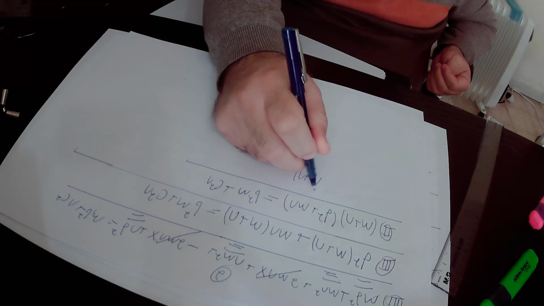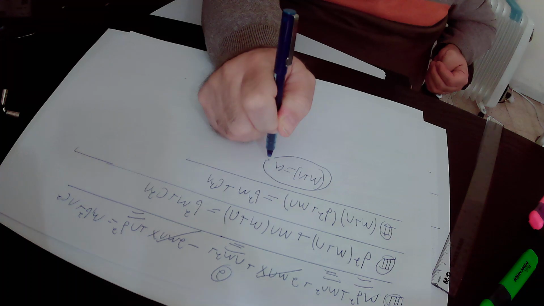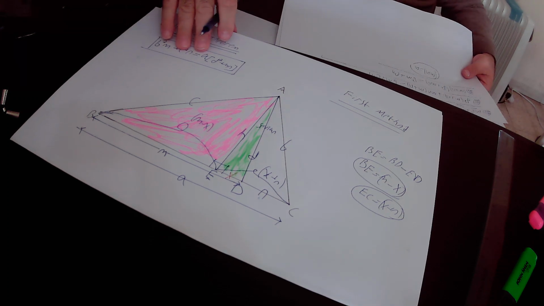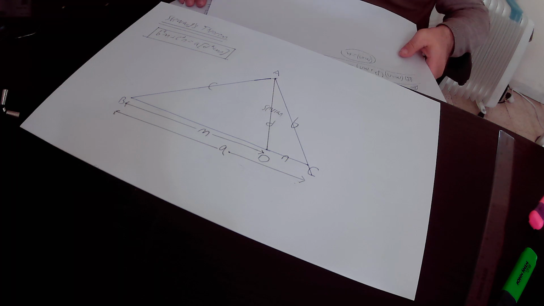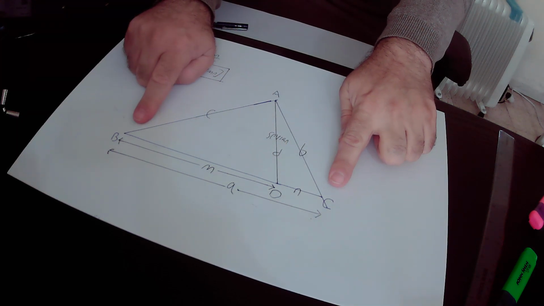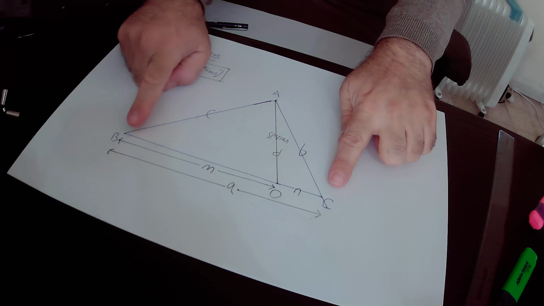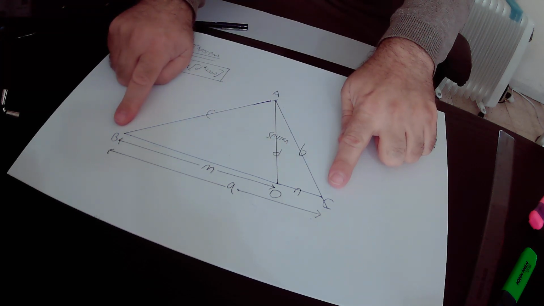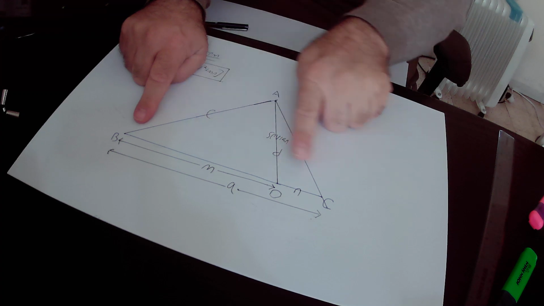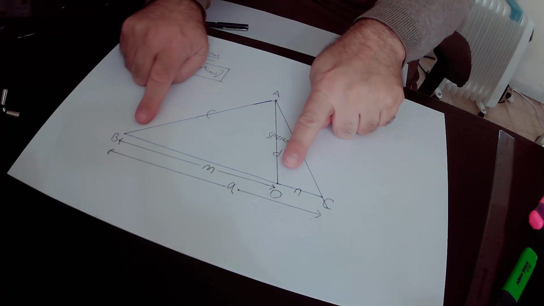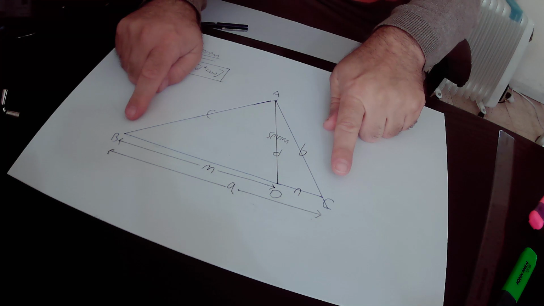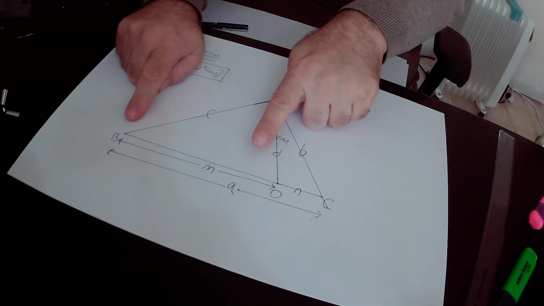m plus n equals a here. Side BC of triangle ABC is equal to a units in its length, and BC also equals BD plus DC. BD equals m units, and DC equals n units. In conclusion, BC equals m plus n, and BC also equals a, so m plus n equals a.